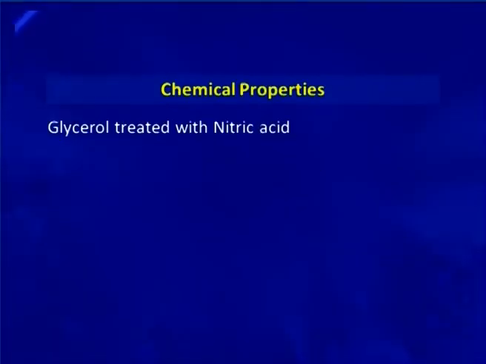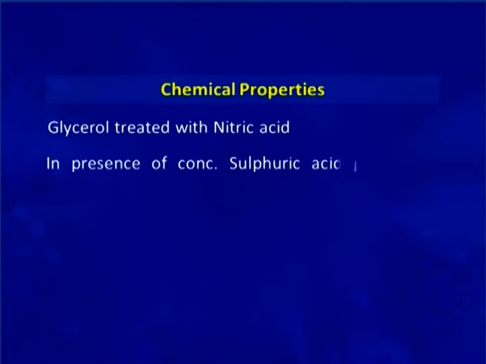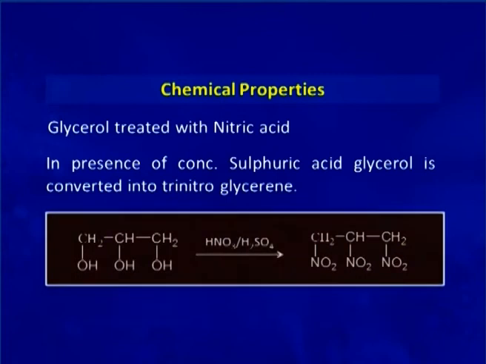With nitric acid in presence of concentrated sulfuric acid, glycerol is converted into trinitroglycerine, and this trinitroglycerine, when absorbed over a type of clay called kieselguhr, the combination is called dynamite.